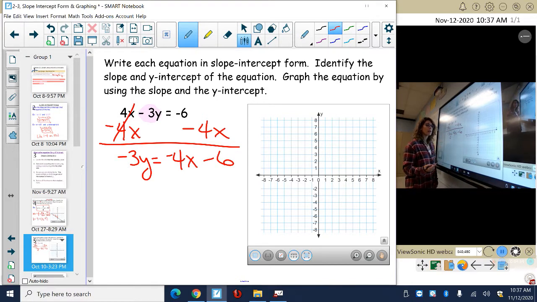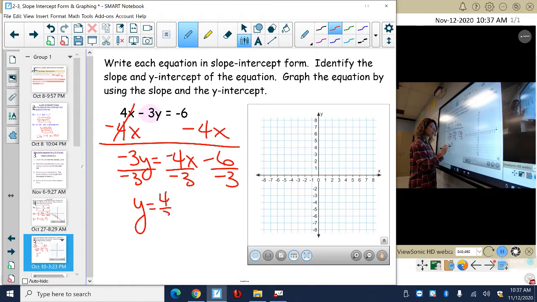And remember when we did literal equations, I said let's create good habits by putting the x first. This is y. Now we're going to divide each term by -3. So y is equal to a double negative is a positive 4/3 x. -6 divided by -3 is going to be +2.